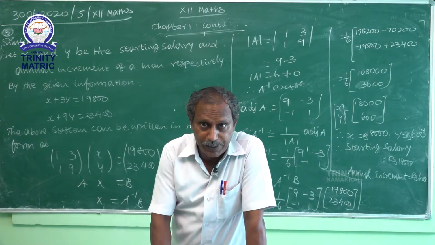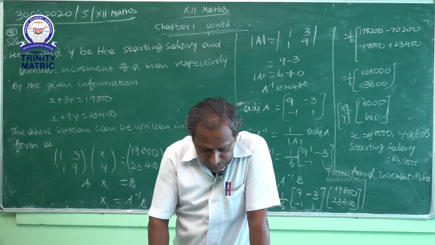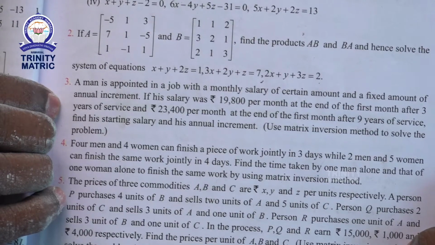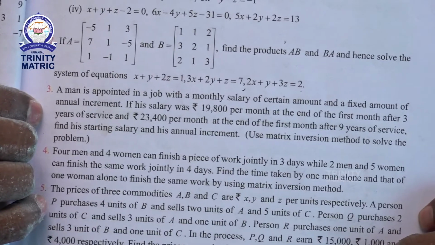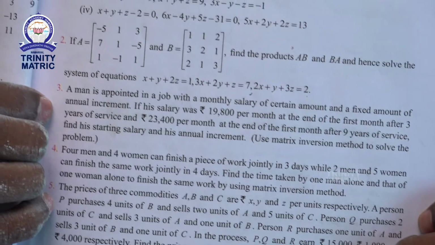A man is appointed in a job with a monthly salary of a certain amount and a fixed amount of annual increment. Suppose for a job we are appointing a man, so we have to give salary for him. After that every year we have to give increment. Based on the salary and increment the sum goes on.